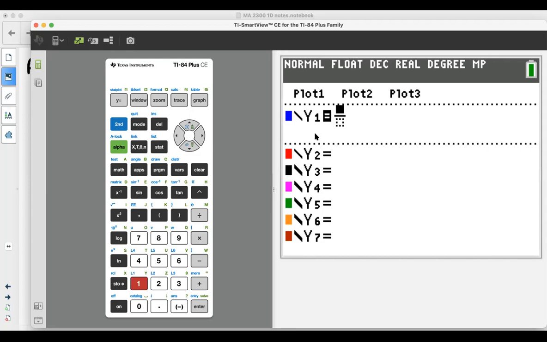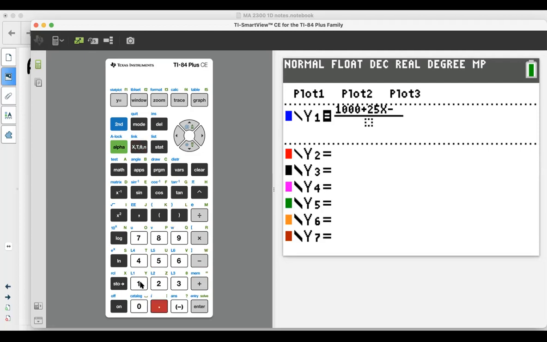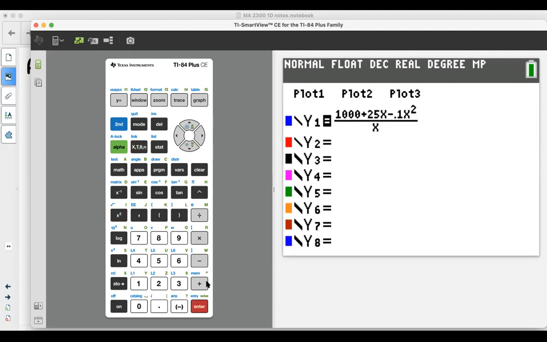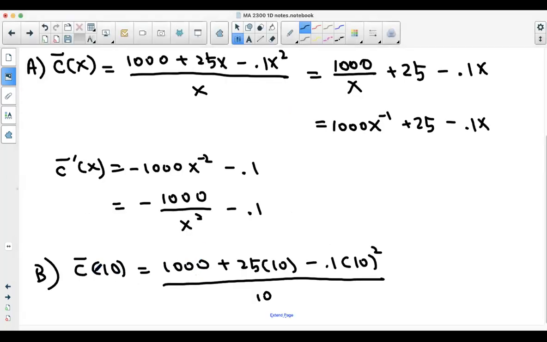That's it. So now what you can do is 1000 plus 25x minus 0.1x squared, and then divide by x. Either one would have worked, right? That's what I have. And then what I want to do is C bar of 10.